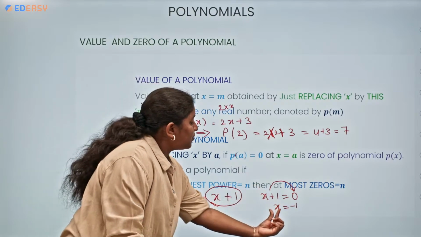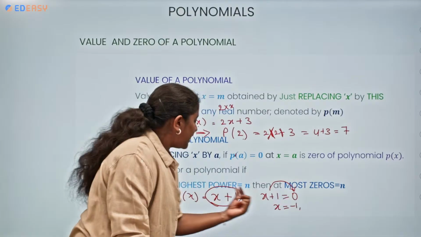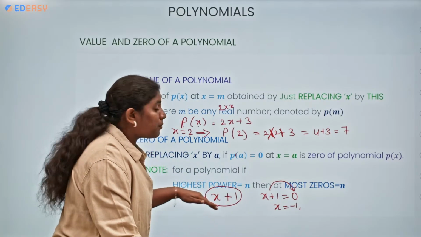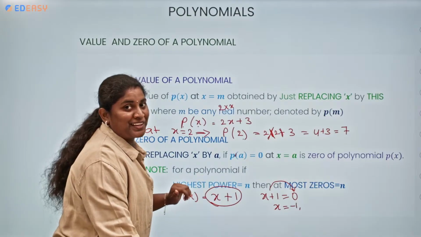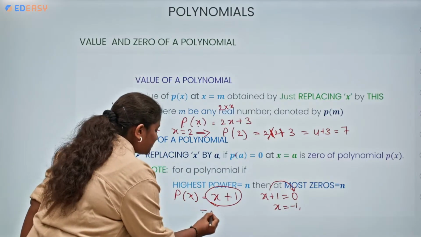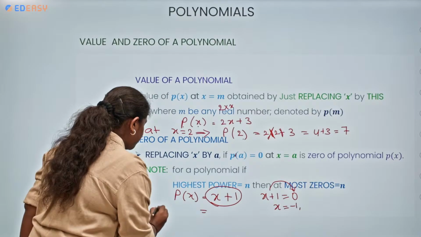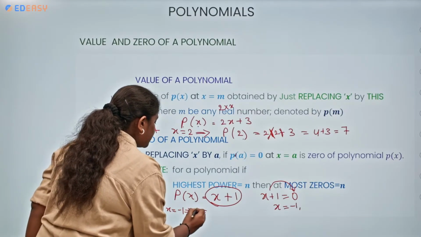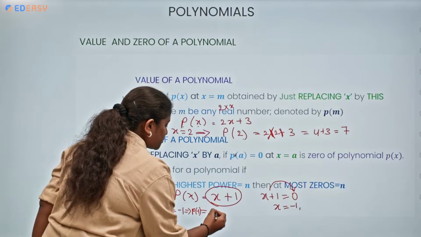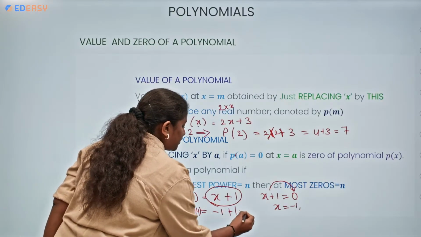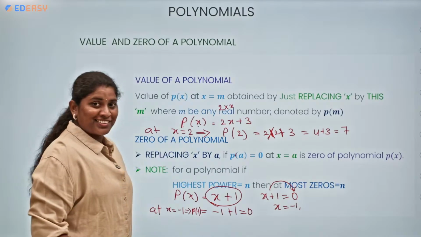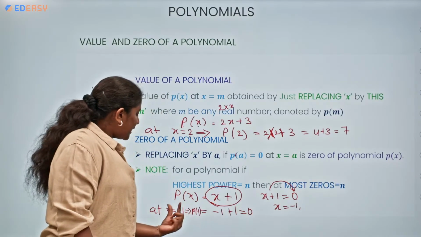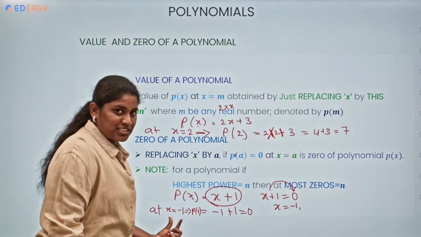If you take your x value as minus 1 and keep it in the polynomial, then you will get the polynomial value as 0. Let's see. Now, I need to find p of x at x equals minus 1. So p of minus 1 equals minus 1 plus 1, which is equal to 0. Yes, we got the polynomial value as 0 by taking x equals minus 1.